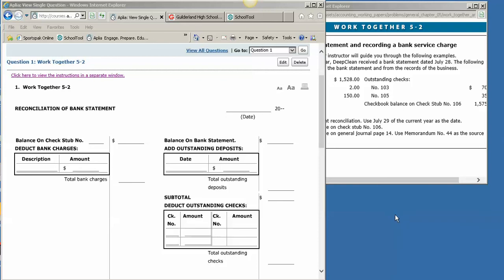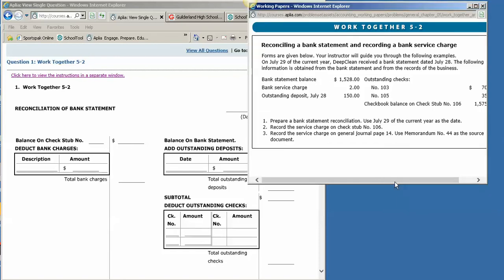To assist you in completing the application problem 5-2, where you will complete a bank reconciliation, I am recording the sample work together bank reconciliation for 5-2 that we did in class on Monday.